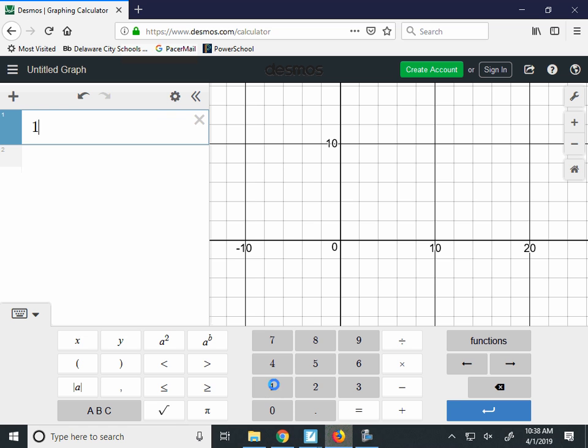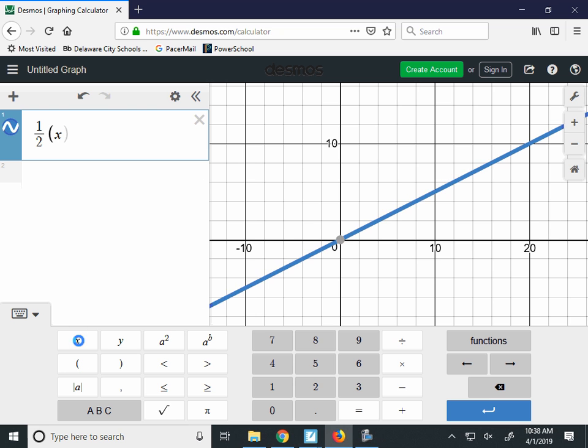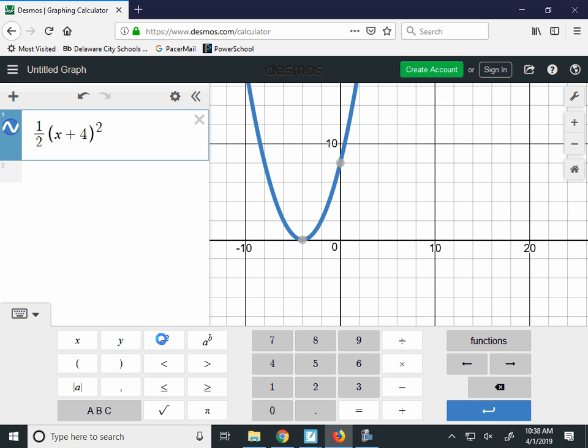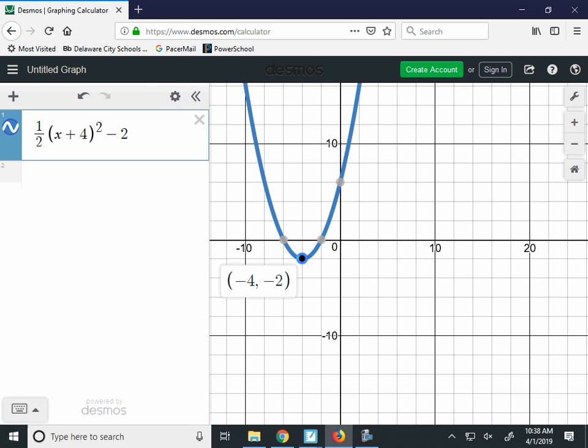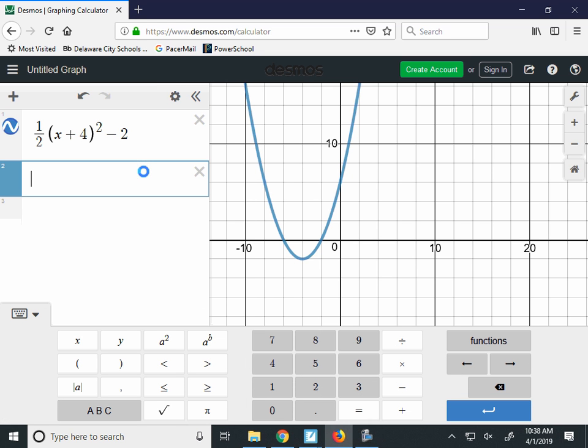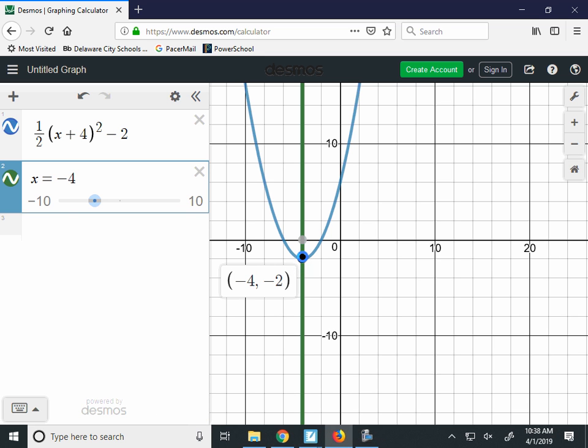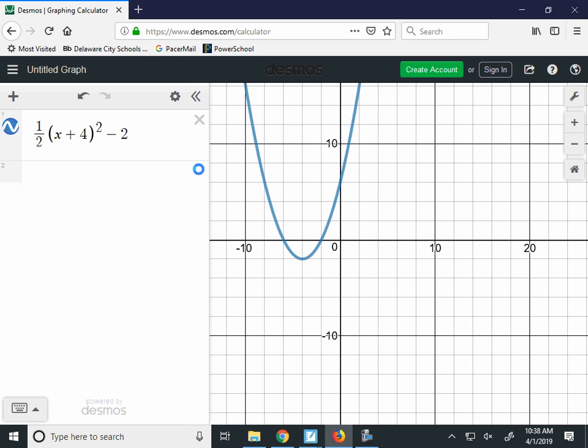So we'll type in 1/2. Make sure you arrow out of the fraction. Parentheses x plus 4 squared minus 2. Now let's double check what we had at least. We found that our vertex is at (negative 4, negative 2). That's good. And the axis of symmetry, I'm going to erase this in a second here, but is equal to the x equals negative 4 that we found. All right, so that's our visible axis of symmetry. We do have a minimum.